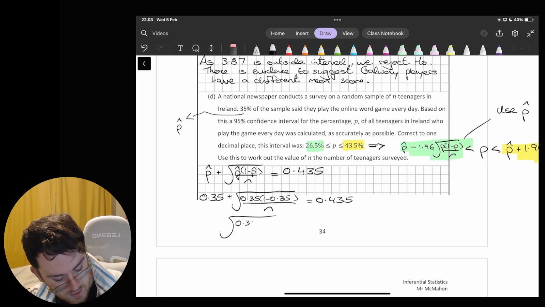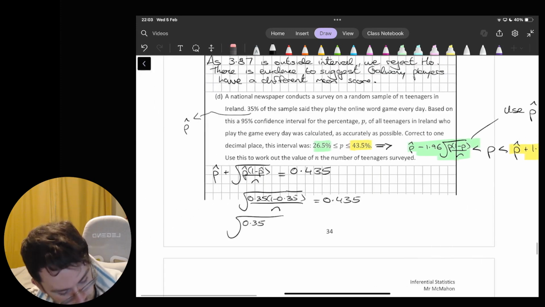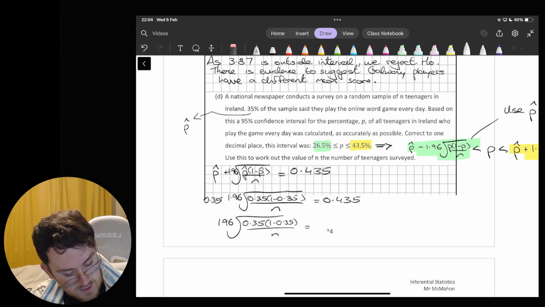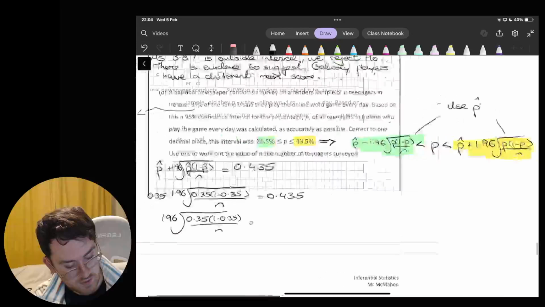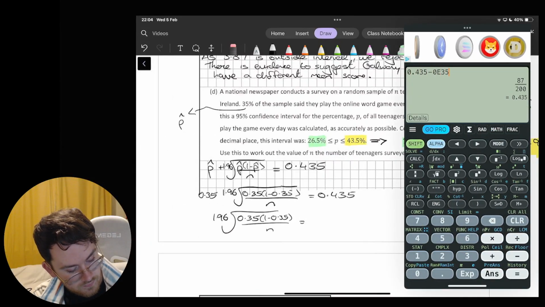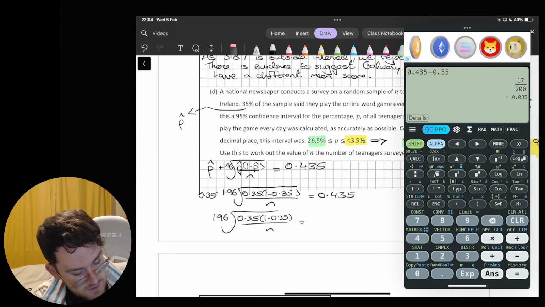Okay. And I forgot my 1.96. Forgot my 1.96 here. Okay, that's important. Let's not forget that. So 1.96 times the square root of 0.35 times 1 minus 0.35 all over N equals, and let's subtract the 0.35 there. I'm not going to trust myself anymore. Could have been a disaster. 0.085.